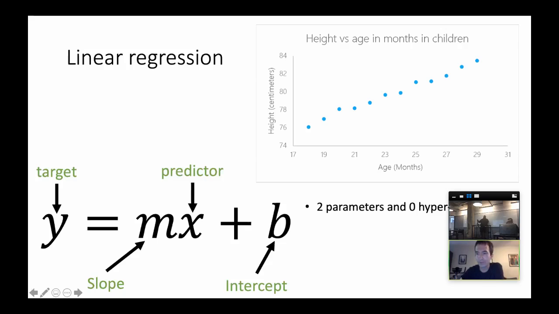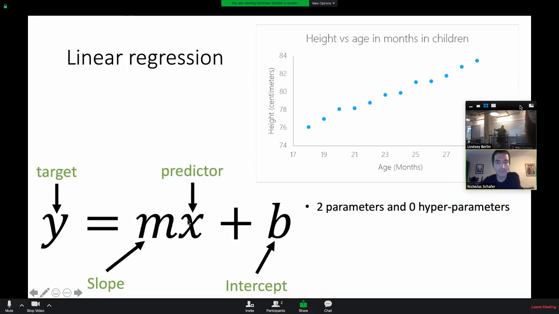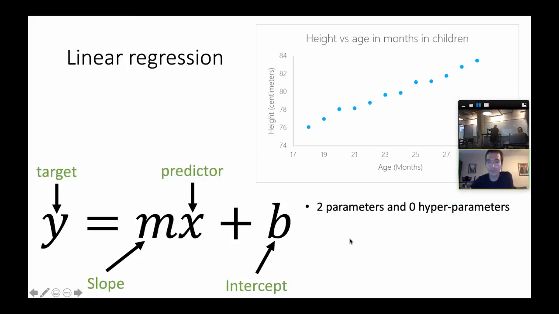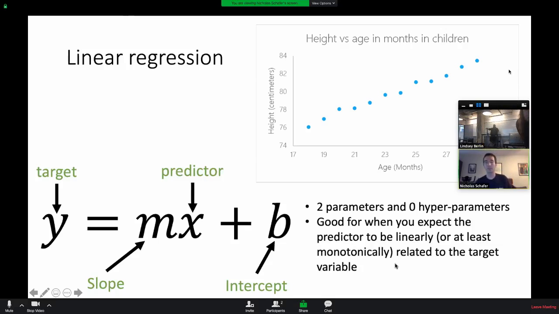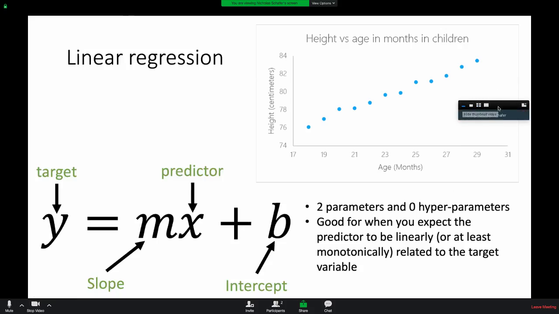Okay, so linear regression has, in the case of a single predictor variable, 2 parameters and no hyperparameters. The 2 parameters being the slope and the intercept. And as we just discussed, it's good for when you expect a predictor to be linearly or at least monotonically related to the target variable.